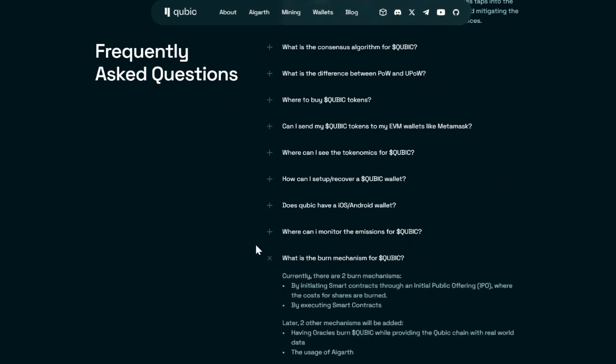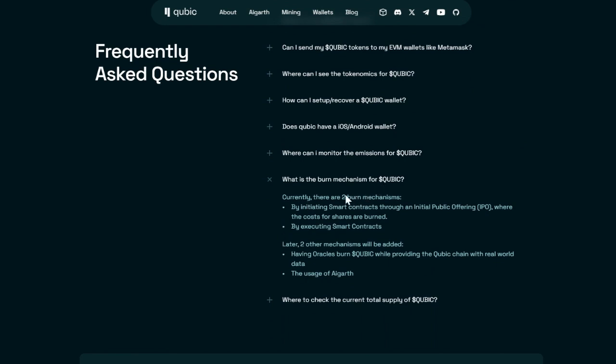Actually, here's a good place. So what is the burn mechanism for Qubic? So currently there are two burn mechanisms: by initiating smart contracts through an initial public offering where the costs for shares are burned, or by executing smart contracts. Later, two other mechanisms will be added, having oracles burn Qubic while providing the Qubic chain with real-world data, and the usage of AGART. Really big deal, this whole section here. If you don't quite understand what it means, that means burning Qubic, so reducing the supply of Qubic.